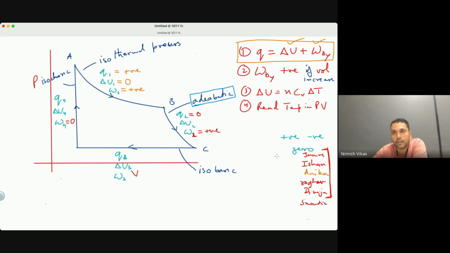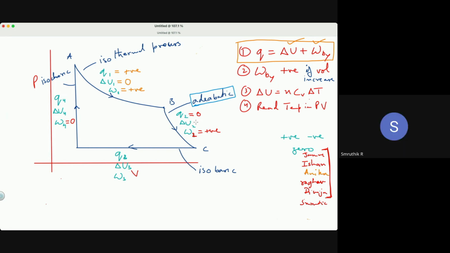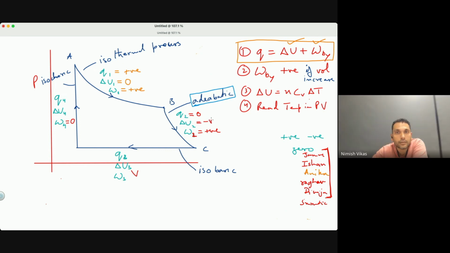Now anybody can speak. So delta U2 is what? Negative. Sir, negative. Yeah, it is negative. Why? Because Q is 0. So it is 0 because of this reason also, and it is negative because temperature is reducing, right? It goes below the isotherm. That means temperature is reducing, right?